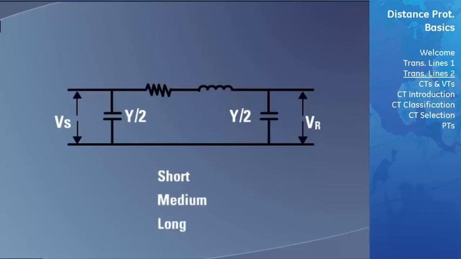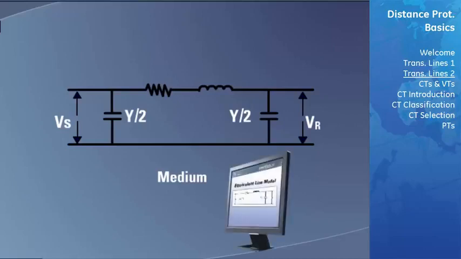The pi model shown here has historically been used for representing medium-length lines. However, using this representation of the line and computer-aided software that is now available, we can accurately calculate all the values for this model for both medium and long transmission lines. Having this data simplifies our task in performing fault calculations and setting up of our distance protection relays.